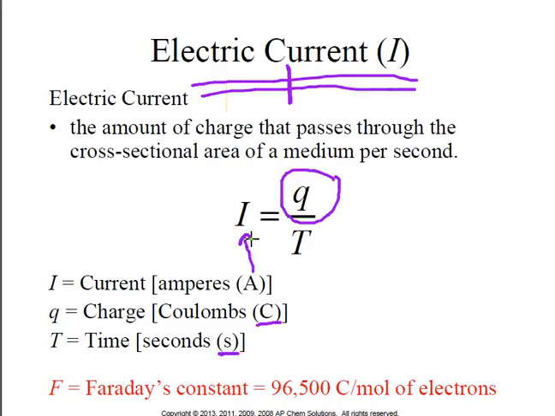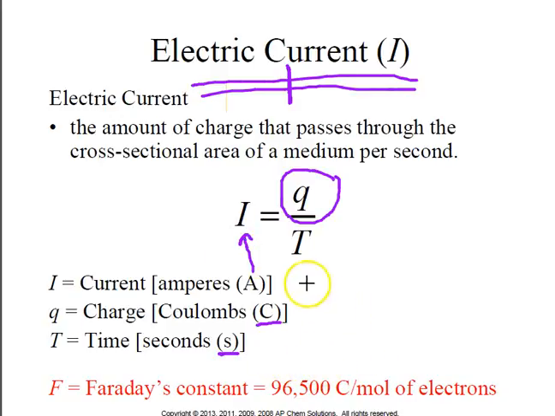One semi-confusing thing to me in this section is all of the different variables because their letters don't seem to match. So we'll have to memorize current is I in the equation, but its unit is amperes, A. Charge is Q in the equation, and its unit is coulombs. And then time is T, we got that one, and its unit is second.